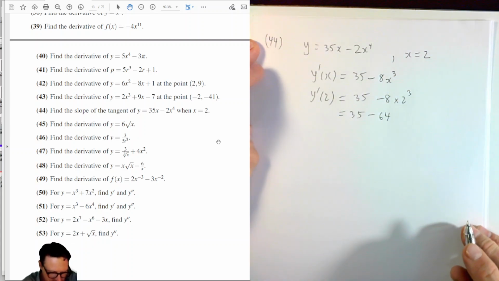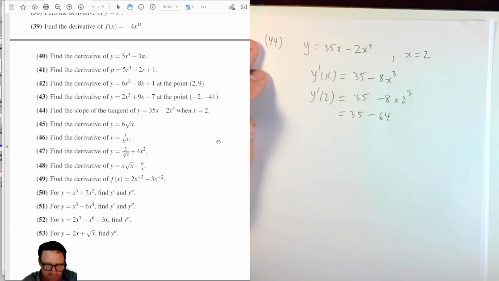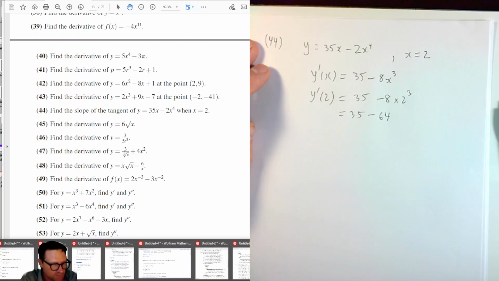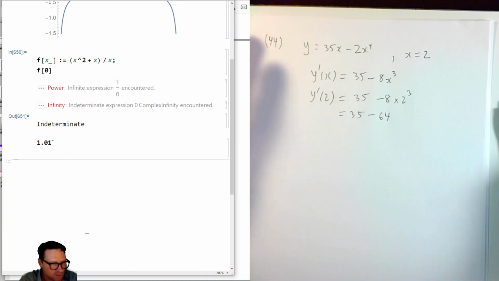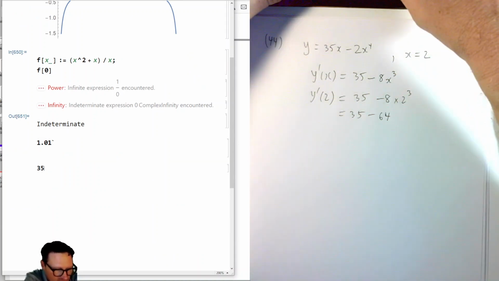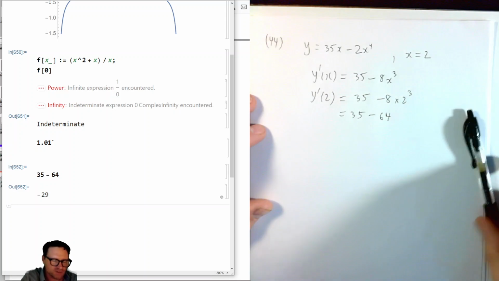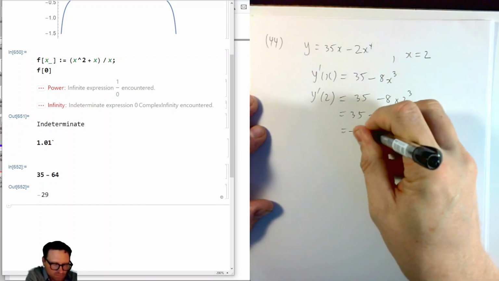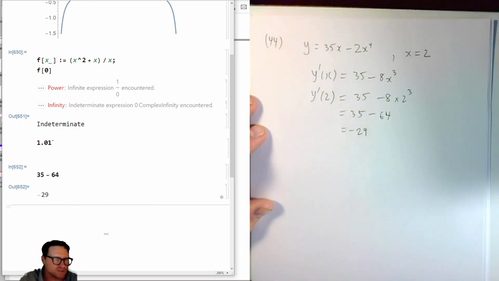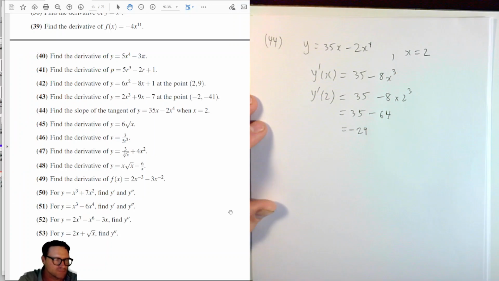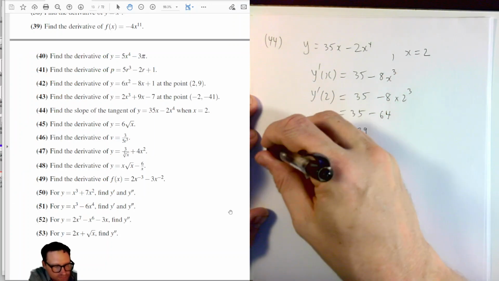which is minus 31, is it? So I'm just a little bit brain dead at the moment, so I'll open up my calculator window. Okay, 35 minus 64, minus 29. Okay, let's move on to the next question. 45.